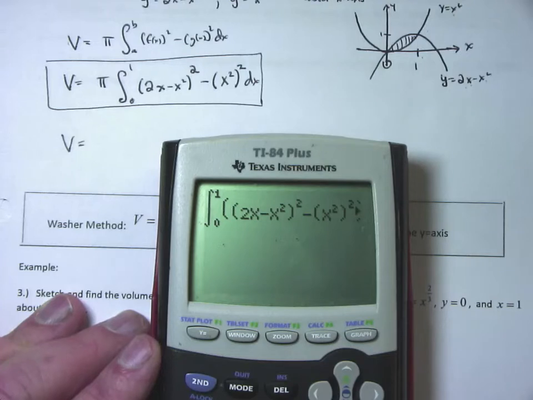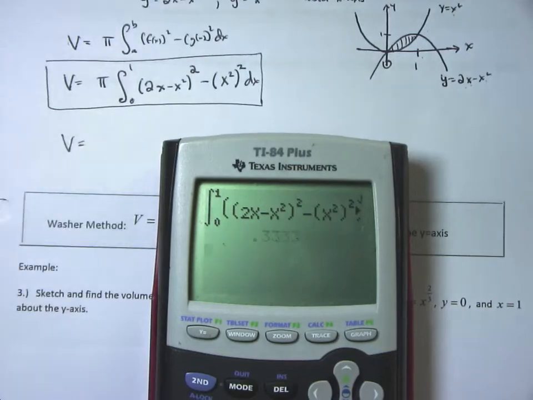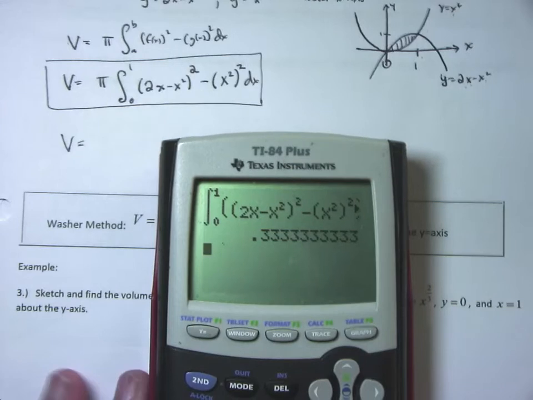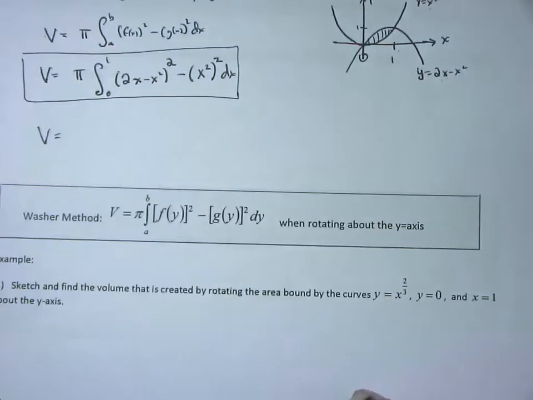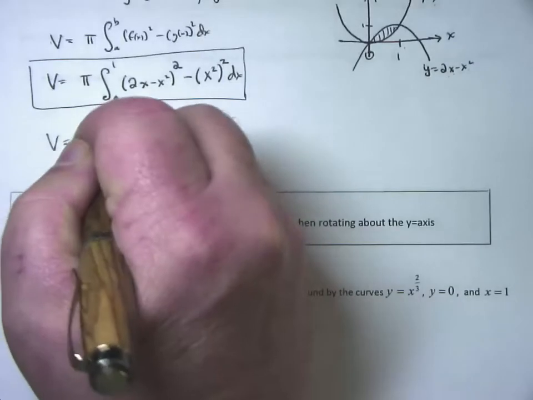So if it looks exactly like that, the only thing missing is the pi. I hit enter, and what do I get? 0.333333. I think you can figure out what fraction that is. And so what's my answer? Pi over third what?